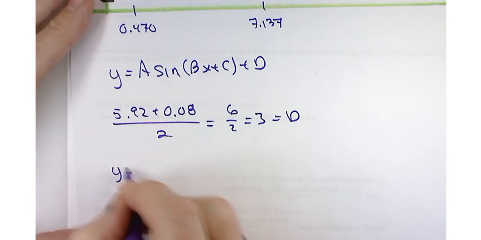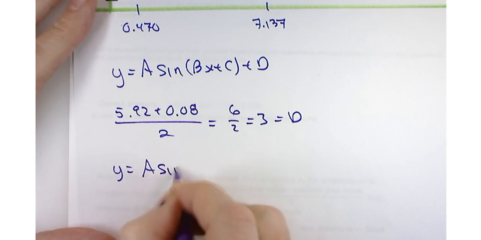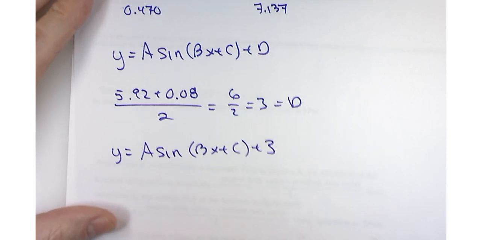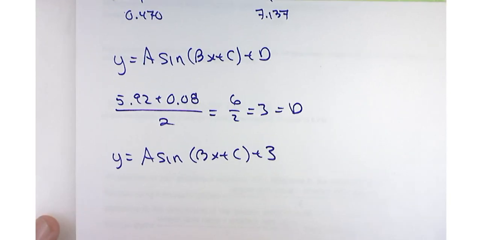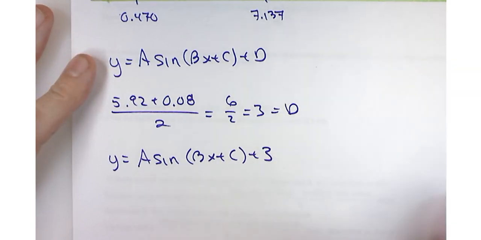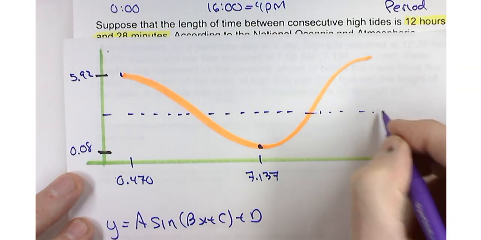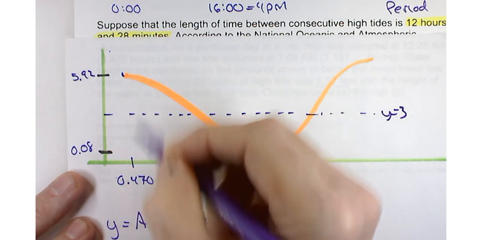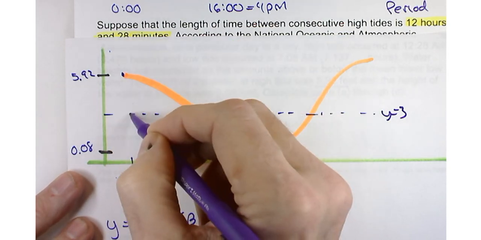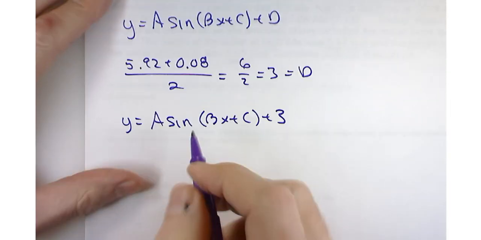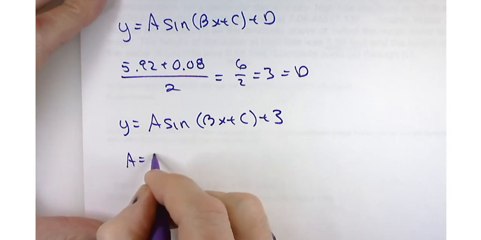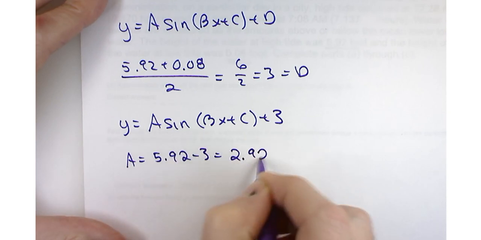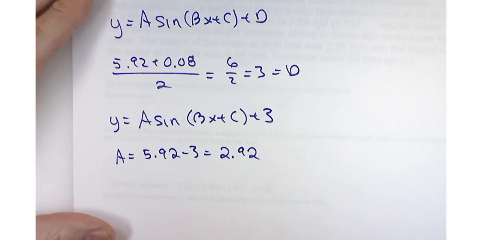So now our function is y equals a sine of bx plus c plus 3. Let's figure out what a is next. A is just going to be the distance between this line, y equals 3, and the top here or the bottom here. You can either subtract this minus 3 or 3 minus this. Either way, that distance, a, is going to be 5.92 minus 3, gives me 2.92 for my a.